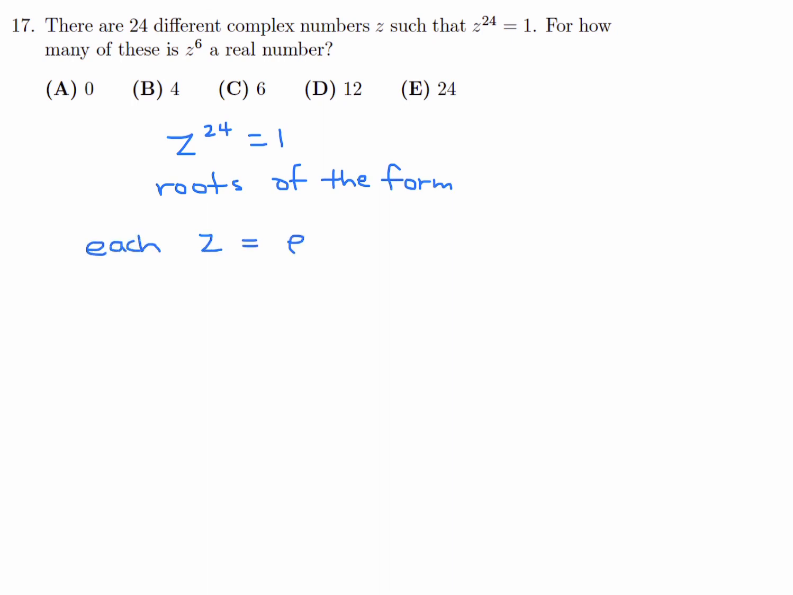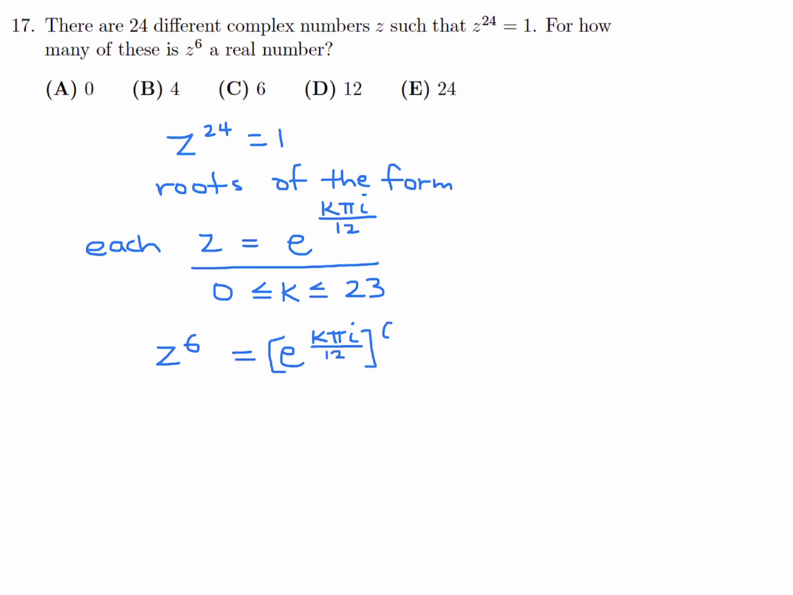z is equal to e to the k pi i over 12. Some of you may have seen this before, some of you haven't, so I'll teach you. And then k in this case, since there's 24 roots, goes anywhere from 0 to 23. And therefore z to the power of 6, if you take this and just raise it to the power of 6, it'll be e to the k pi i over 12, all to the power of 6. And that is e to the k pi i over 2.